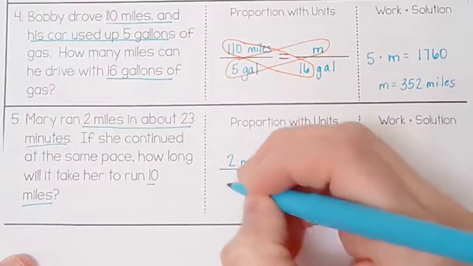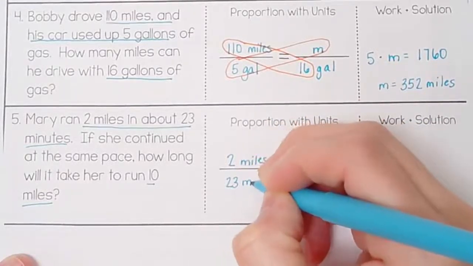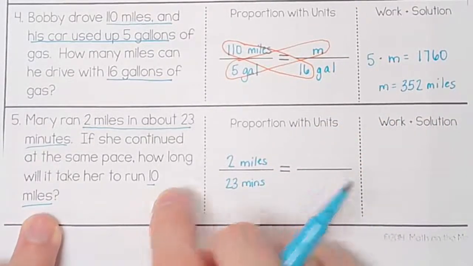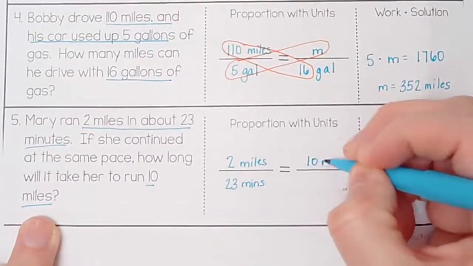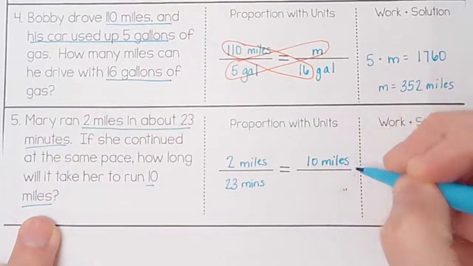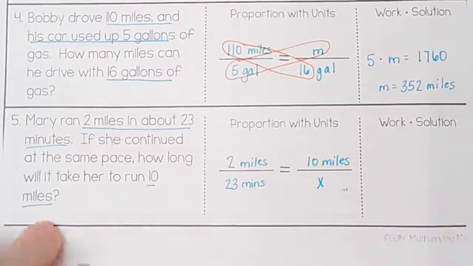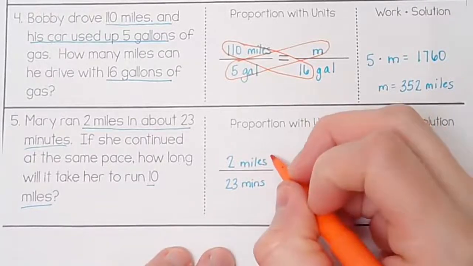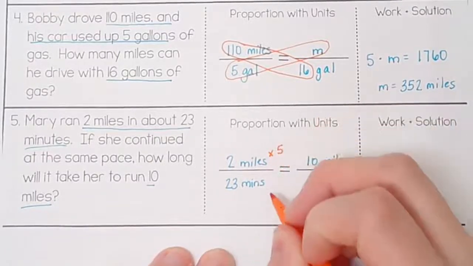This one does have a very nice connection. What times 2 gets me to 10? Hopefully you know that's 5. So I would do the exact same thing down here. So I'm just going to do, let me write it out, 23 times 5 is going to end up giving me 115 minutes.